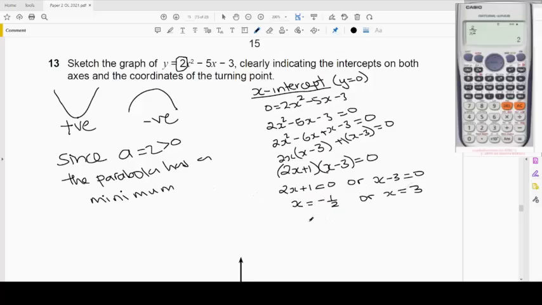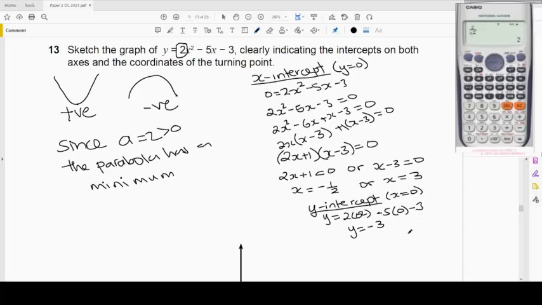And then for the y-intercept, this time x is 0. So in this equation, I'm going to set x is equal to 0. So I have y is equal to 2 times 0 squared minus 5 times 0 minus 3. So here we just get y is equal to -3.